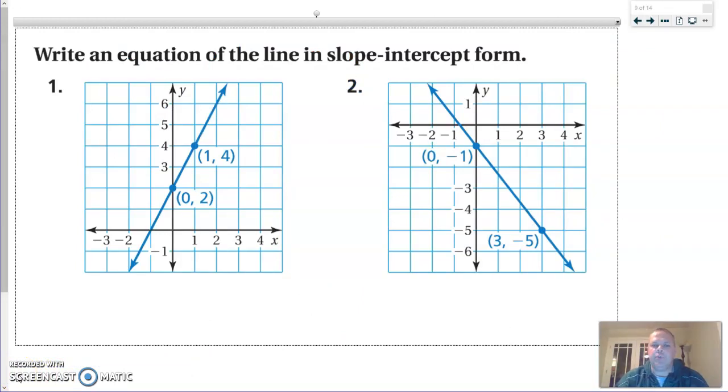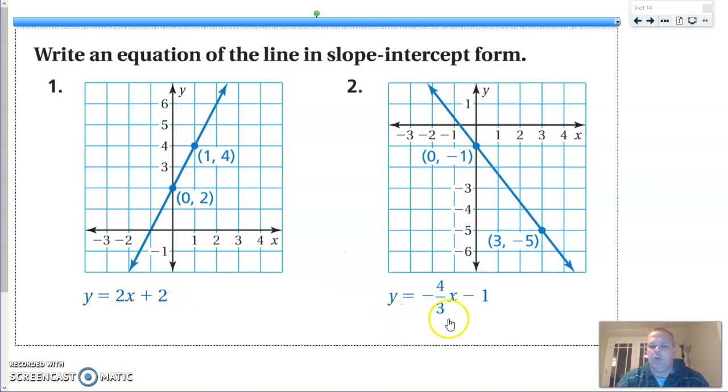In these two examples, we can do the same thing. In this first one, we know that the slope is up 2 over 1, so that's going to be 2 for the slope. So we've got y equals 2x. It crosses at 2, so we've got y equals 2x plus 2.